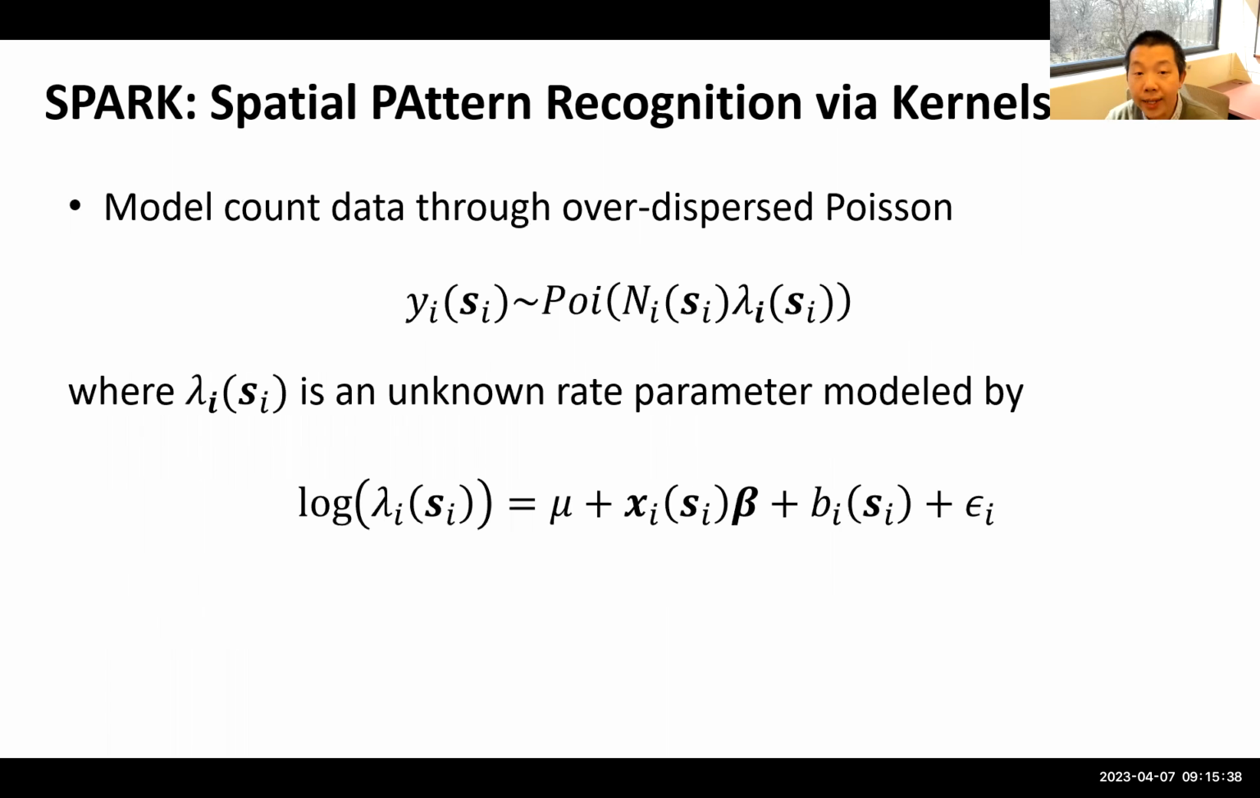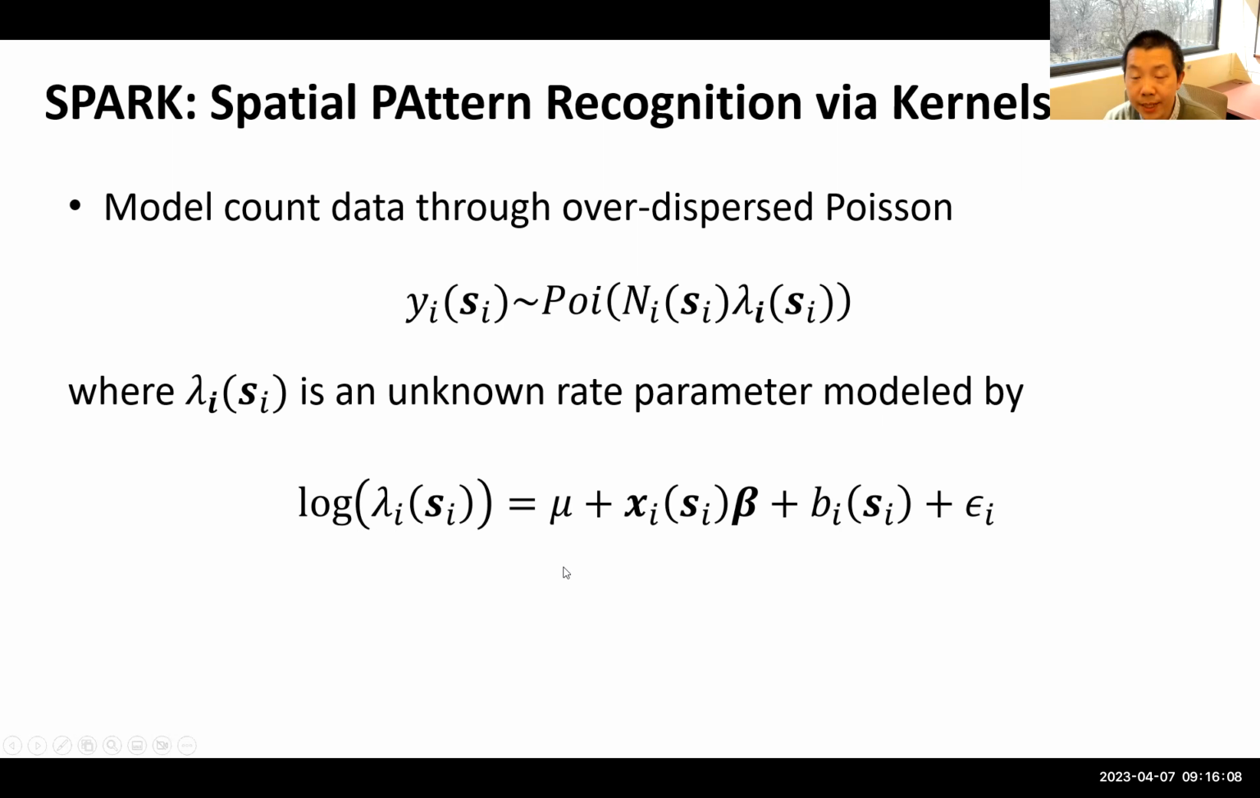And because Y sub i is a count, we naturally model it through an over-dispersed Poisson distribution, where we assume Y sub i follows a Poisson distribution with the rate parameter as a product of N sub i times lambda sub i, where N sub i is the read depth normalization factor, while lambda sub i is the important rate parameter. And because lambda sub i is positive, we model it at the log scale, and we model it as a combination of 4 different terms.